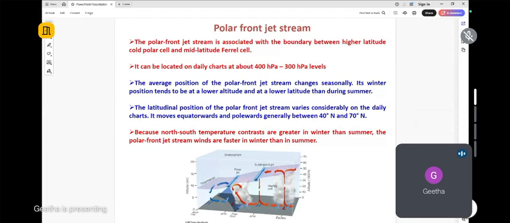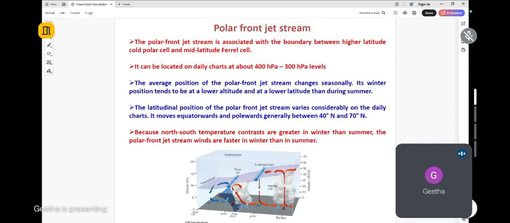It can also be seen on daily charts, but not at the same height as the subtropical westerly jet. The subtropical westerly jet stream, I told you, is around the 200 HPA level. But this is at a lower level. Because as you go towards the pole, the temperatures are very, very low, the height of the air column is also less. So the tropopause is at a lower height. So you will find that these jet streams are at lower heights, say about 400 to 300 HPA levels.